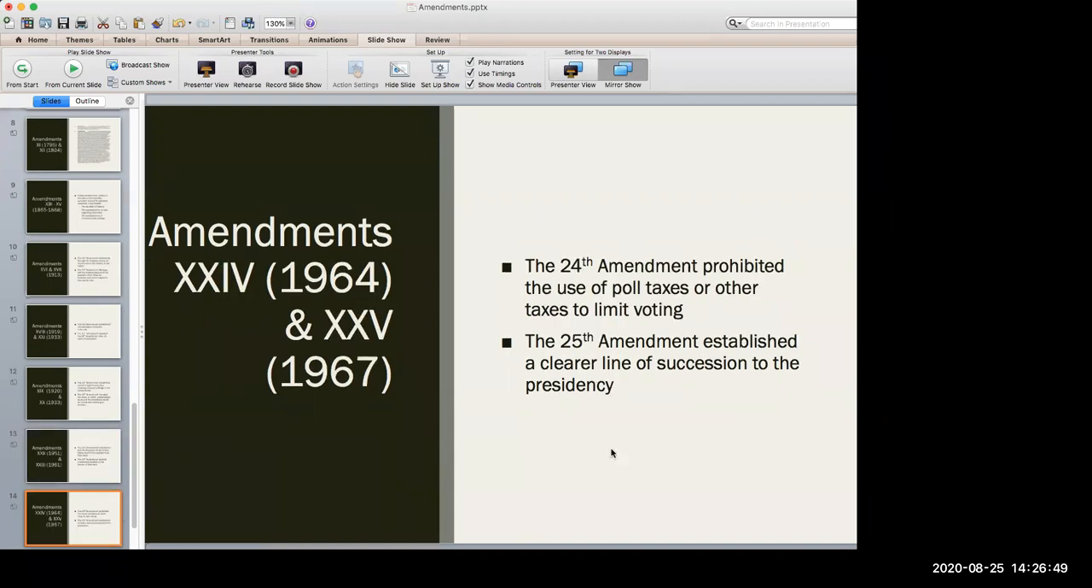All right, we talked about poll tax being one of the obstacles for people being able to vote, and the 24th Amendment outlawed poll tax or other taxes to limit voting. But there are other ways that African Americans were prevented from voting, right? We see the 24th Amendment is passed in 1964. What is the popular vote?